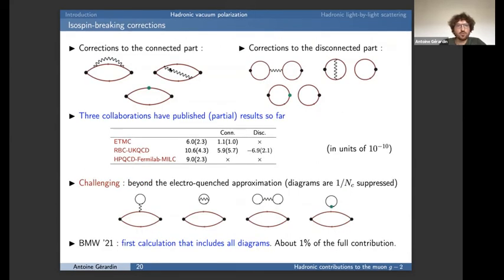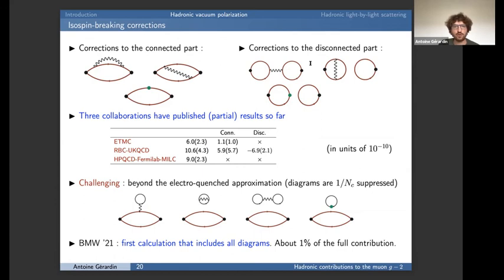In this case, the main difficulty is that we have many more diagrams to compute. If you remember, in the isosymmetric limit, we had only these diagrams without the additional photon. Now we have 3 additional diagrams for the connected part. We also have 3 additional diagrams for the disconnected part. And if we also consider QED for the sea quarks and sea gluons, then we also have these 4 additional diagrams.